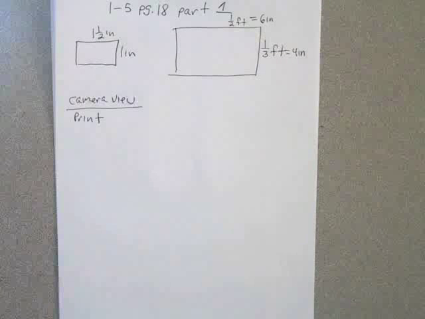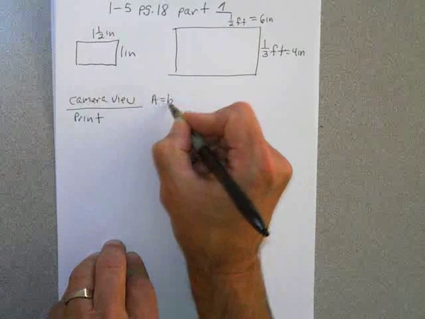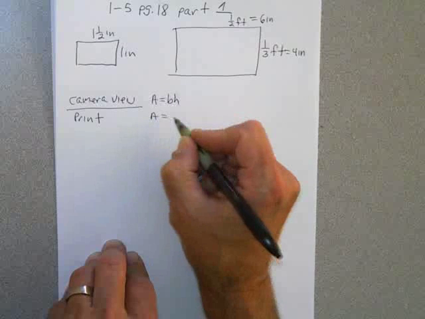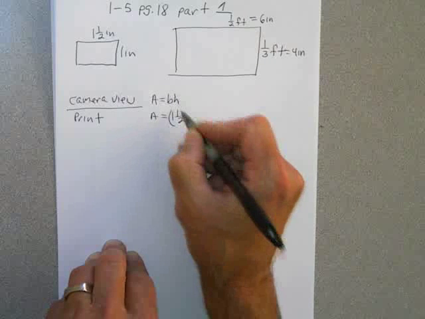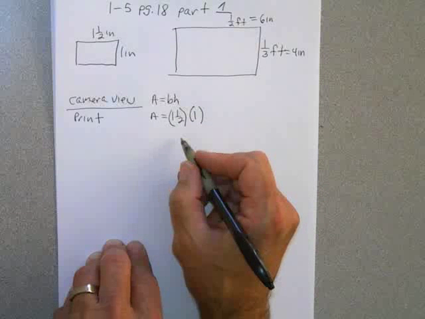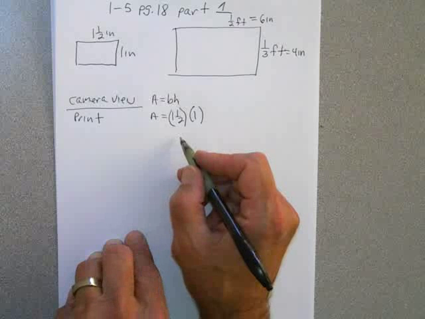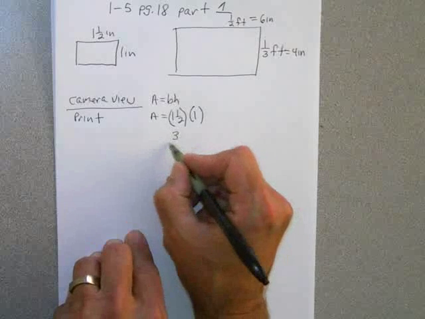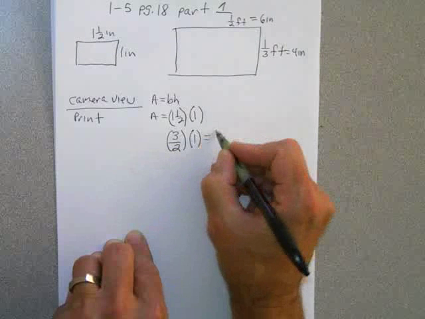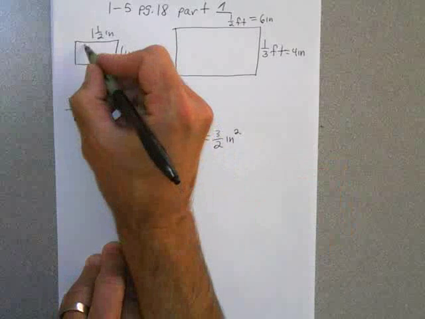All right, I can now find the area of both of these rectangles. Area equals base times height. For the camera, the area would equal 1.5 inches multiplied by 1 inch. I need to convert 1 1/2 inches into an improper fraction. That means I'll multiply the denominator by the whole number and add it to the numerator. That would give me 3/2 multiplied by 1, which would equal 3/2 inches square. And I'm going to write that in here so I don't forget it.